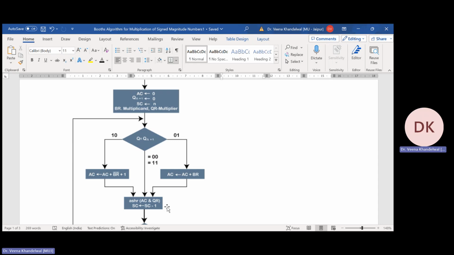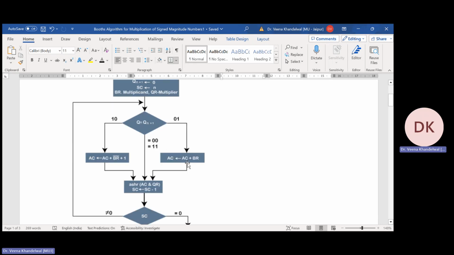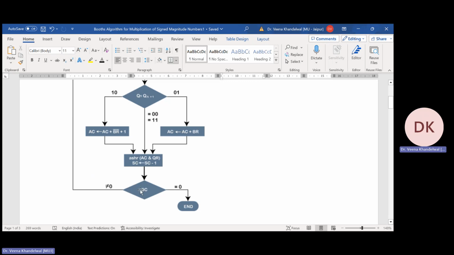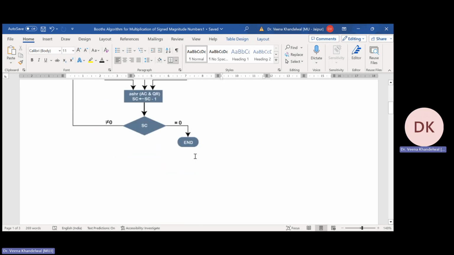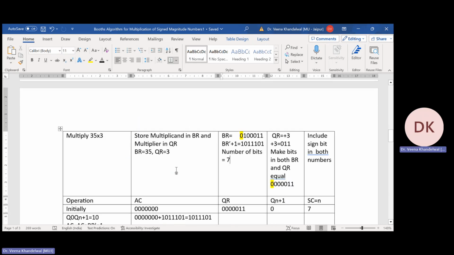If the value of Qn and Qn plus 1 is 0, 1, we add BR to the accumulator, and if it is 1, 0, we add the 2's complement of BR to the accumulator. We perform this until the sequence counter SC is equal to 0. Otherwise, we proceed with the same task again and again. Let us see this with an example.